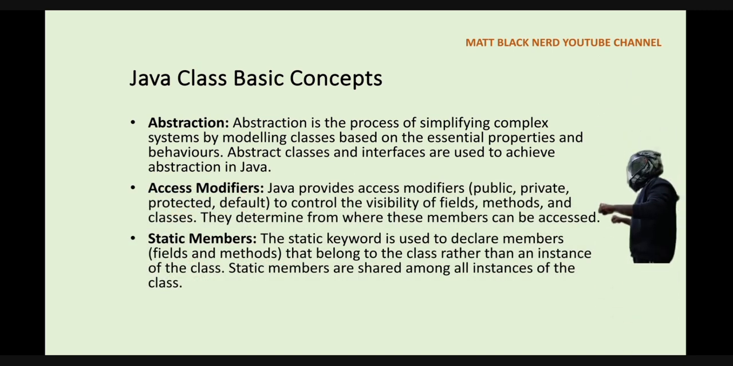Access modifiers. Java provides access modifiers like public, private, protected, and default to control the visibility of fields, methods, and classes. They determine from where these members can be accessed.